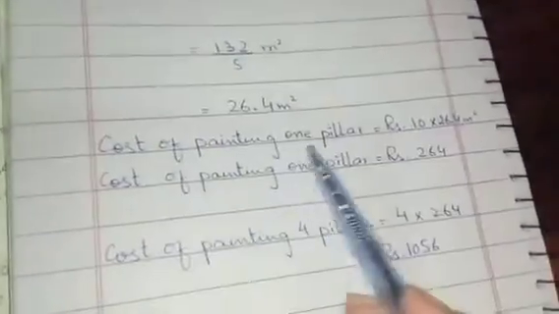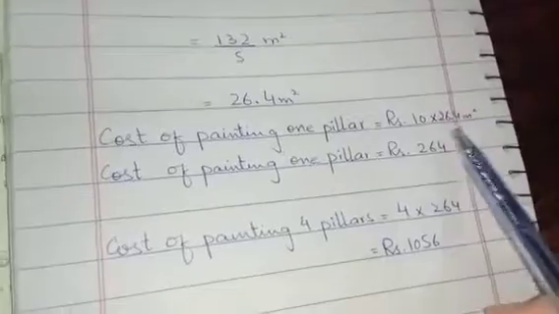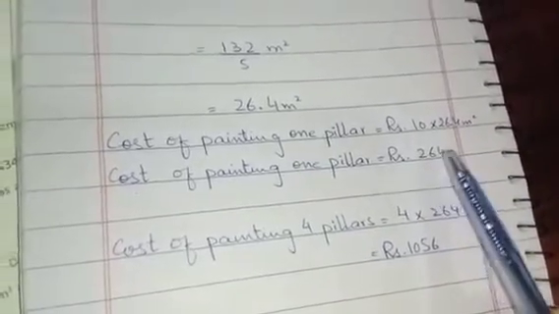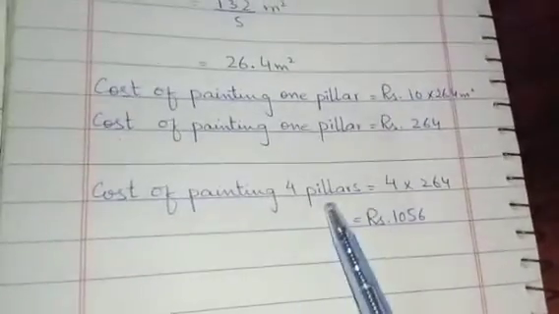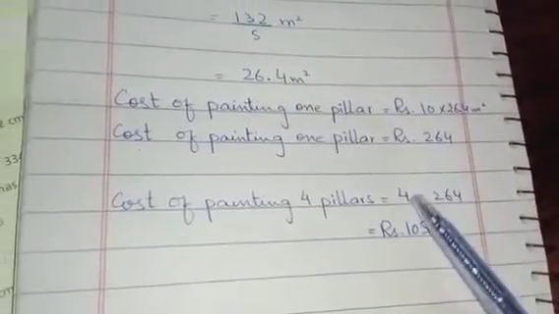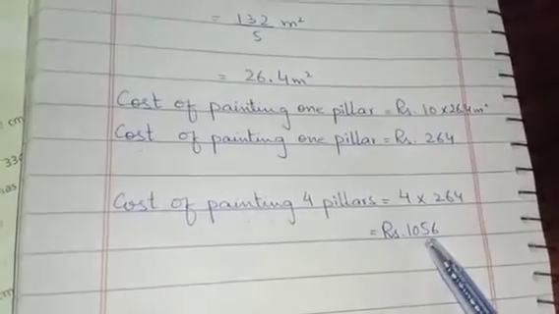Now the cost of painting one pillar is equal to rupees 10, as given in the question, multiplied by 26.4, that is equal to rupees 264. This is the cost of painting one pillar, but we have to find the cost of painting 4 pillars. So we simply multiply 264 with the total number of pillars, 4, that is equal to rupees 1056.